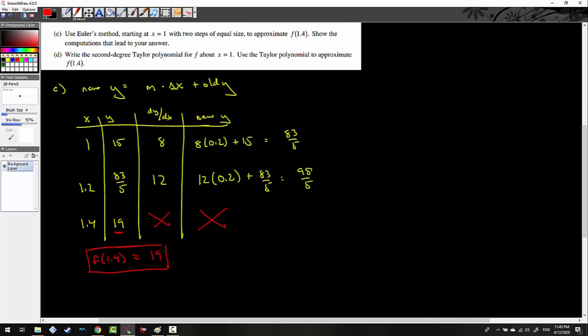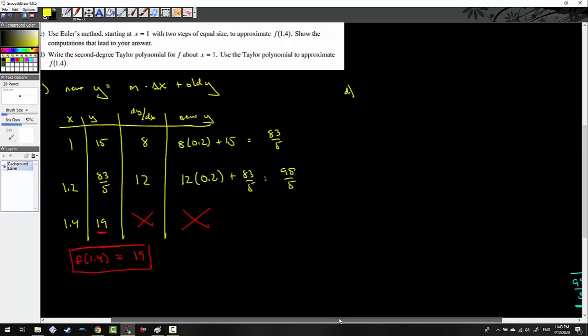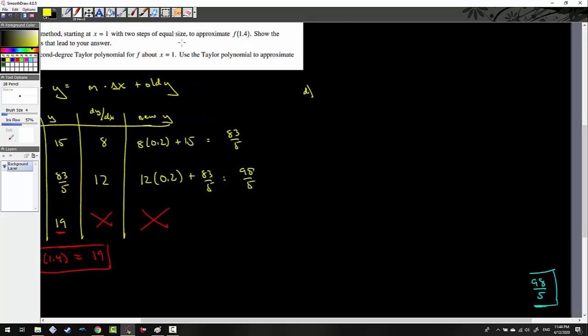All right. Let's take a look at D. D is probably one of the most obscure parts of this thing. It says write a second degree Taylor polynomial for f about x equals 1, and then use the Taylor polynomial to approximate f of 1.4. So this is actually our first real exposure to a Taylor series inside of an FRQ. So let's go ahead and see what this thing is going to end up becoming.